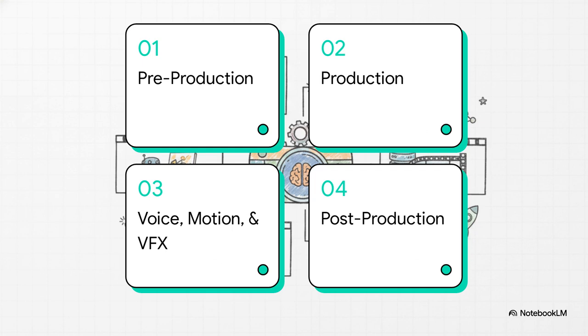So, here is our roadmap for today. First, pre-production and character consistency. Second, production, which is all about directing the AI. Third, voice, motion, and VFX. And finally, post-production and the final edit. Let's get right to it.